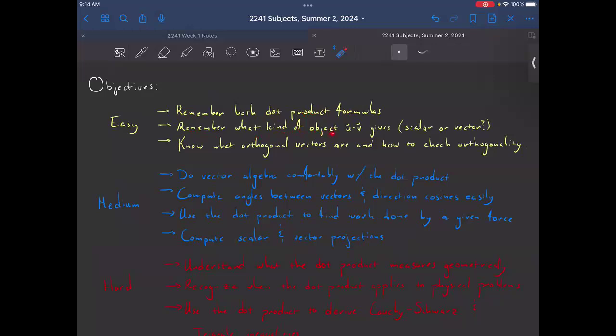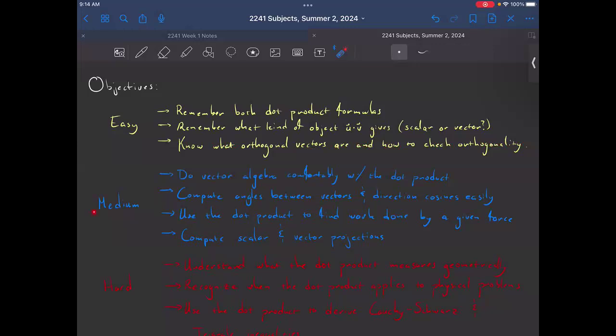Remember what kind of object u dot v gives. And my question here to you is it a scalar or is it a vector? Does it give you a number or a thing that has a direction as well? Next is know what orthogonal vectors are and how to check for orthogonality. So if you're given two different vectors, can you tell me whether they are orthogonal or not? That formula we just saw is a test for whether two vectors are orthogonal.